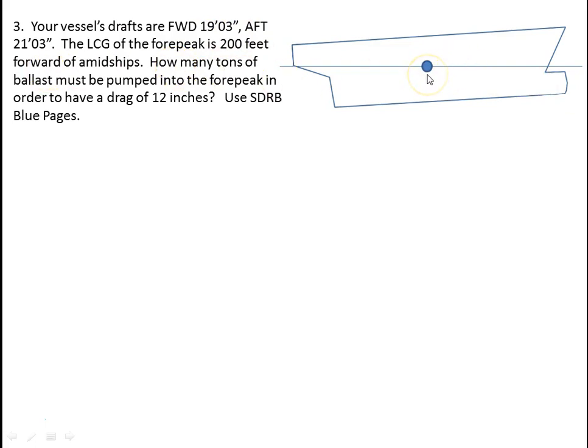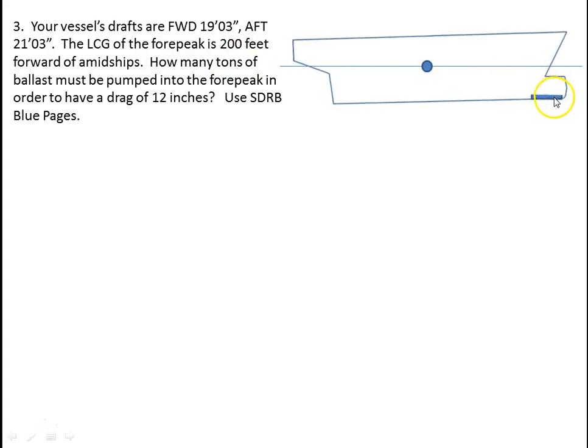A lot of times when we're thinking about this, we think about it in terms of the center of flotation, which is near amidships, but usually not exactly at it. We're not going to worry too much about that for this problem. So the question is, how many tons of ballast must be pumped into the forepeak to bring the bow down enough to bring the stern up enough to give us a drag of from 24 to 12 inches.